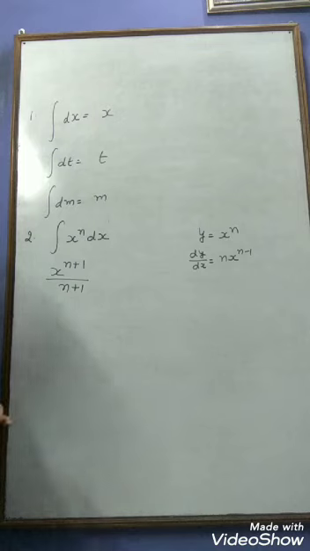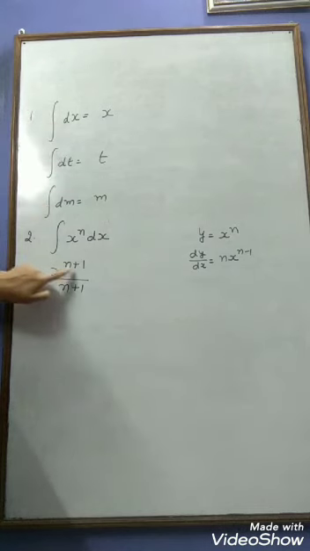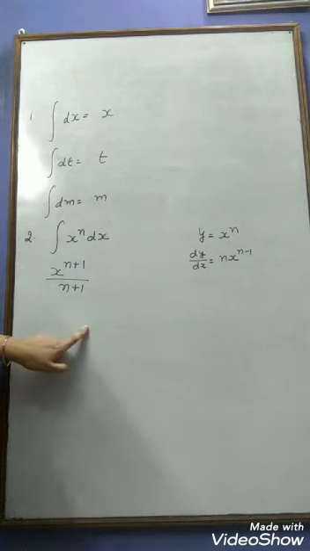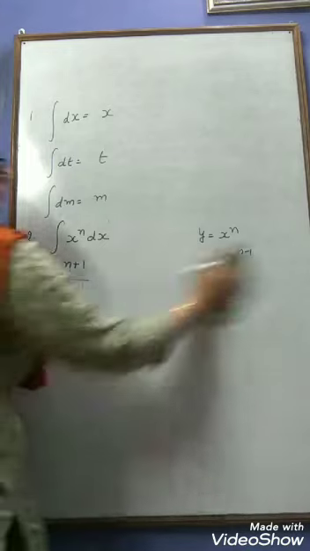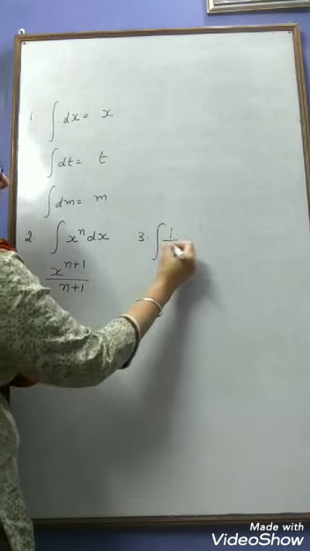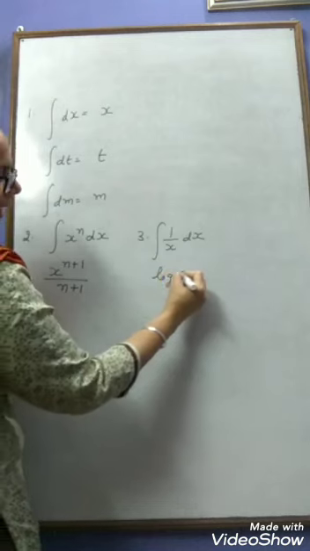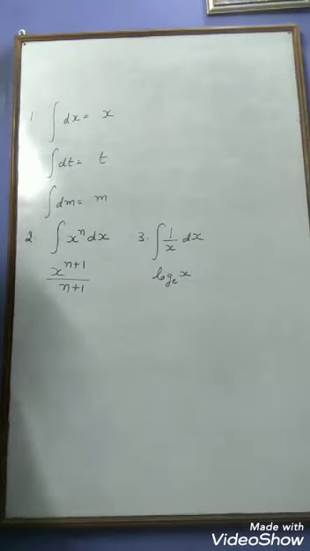So the basic thing you have to remember for physics is this one: the integral of x^n dx is x^(n+1)/(n+1). Then we have the reverse form, 1 by x dx. This is log x. The integration of 1 by x dx is log x, because the derivative of log x is 1 by x.